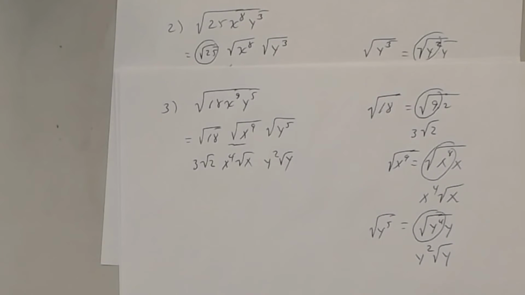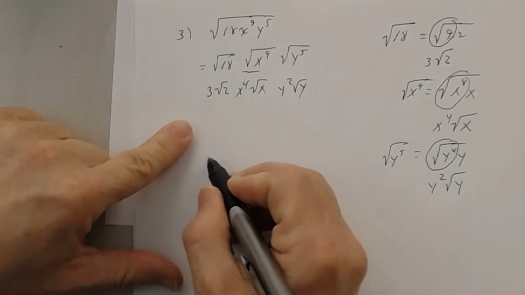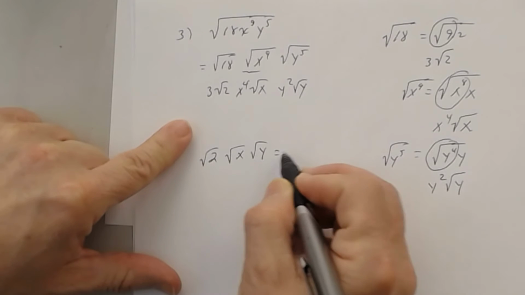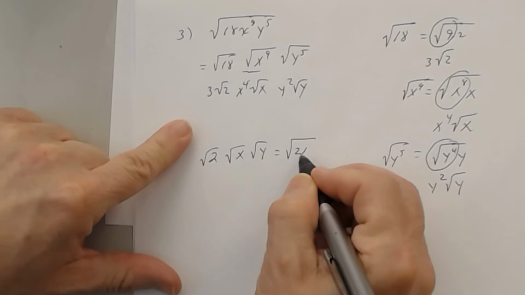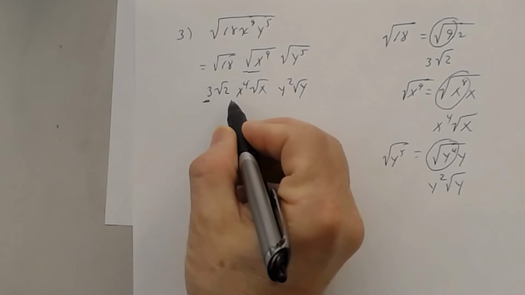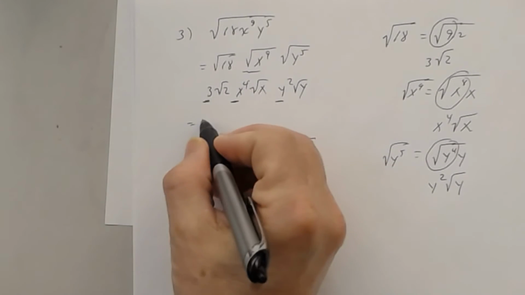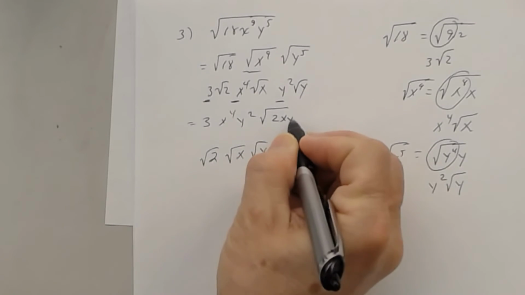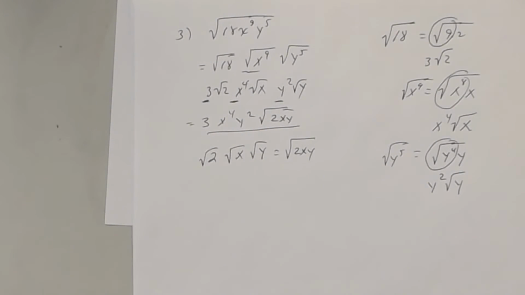So it's a little bit of work, but easy points to get. But that's not the answer you want, though, because you know that the square root of 2 times the square root of x times the square root of y is just the square root of what? 2xy. So you know that's going to be at the end of that expression. What's going to be in the front? 3x to the 4th, y squared. Good. So 3x to the 4th, y squared times the square root of 2xy. See, it's not that difficult. Just knowing some things will get you through the process.